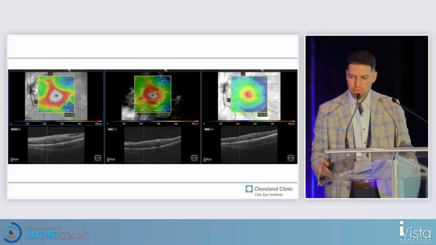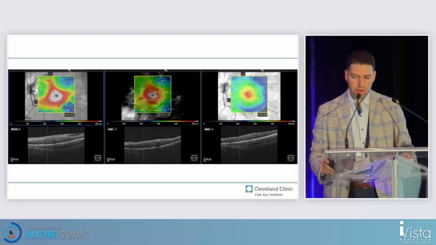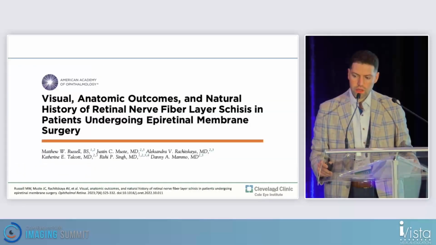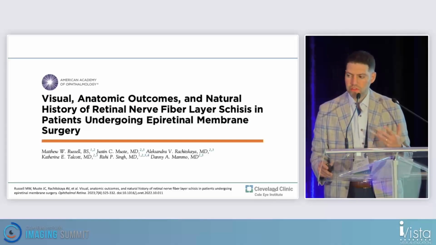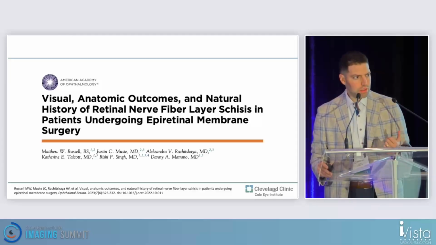And here's a patient of mine. This is not called the spaghetti sign. This is just schisis of the RNFL without the spaghetti sign. So we looked at all of our patients at Cole that underwent ERM surgery and found similar results to Stanley Chang. About 50% of patients actually have this, and almost all of them resolve by post-op week 1 OCT.